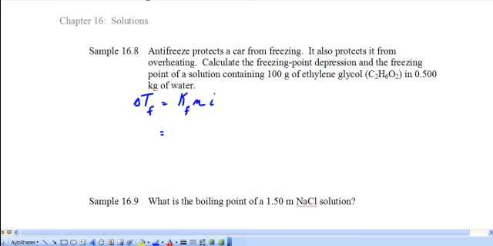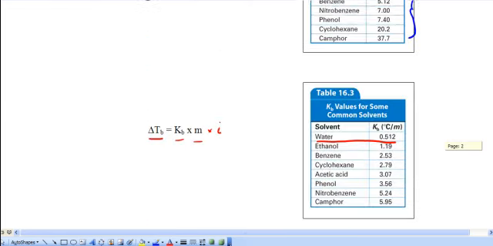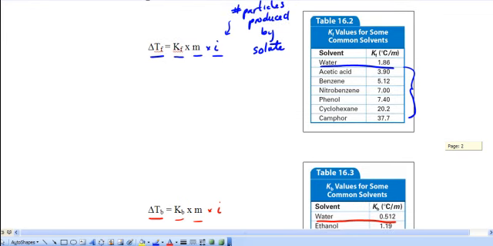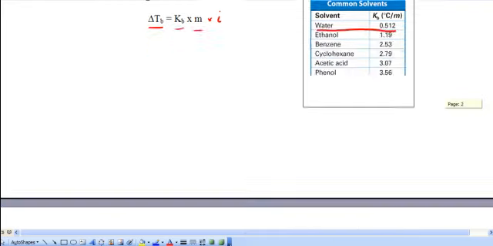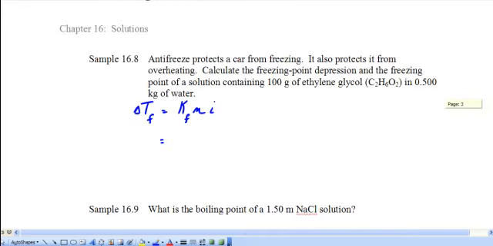So let's go ahead and take a look. We're dissolving this in water. So if you go back up, you'll notice that the freezing point depression constant for water is 1.86. So we'll go ahead and plug that in: 1.86 times the molality of the solution. Well, we've got to go ahead and calculate that molality. Molality is, again, moles of solute per kilogram of solvent. So we need to figure out how many moles of our solute we have.